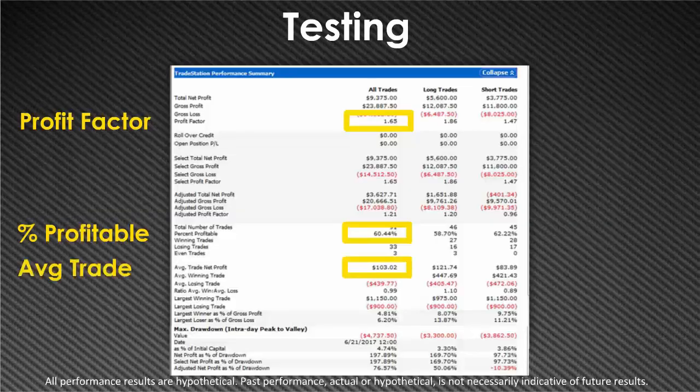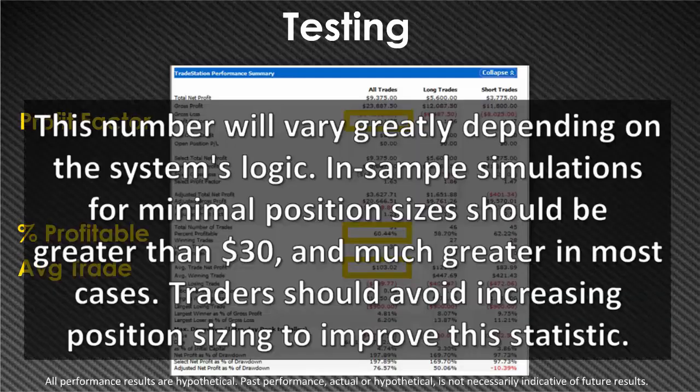The next one is average trade net profit. This is the total net profit divided by the total number of trades, and this value represents the average amount of money that was won or lost per trade. You can almost think of this as the expectancy of the system per trade. This number, again, will vary greatly depending on the system's logic. With your in-sample tests for minimal position sizes, it should be over $30. It should probably be a lot more than that, but greater in most cases. And to get this metric higher, you want to avoid increasing position sizing to improve the statistic, because really what we're looking for is a benchmark of what we can get per position.